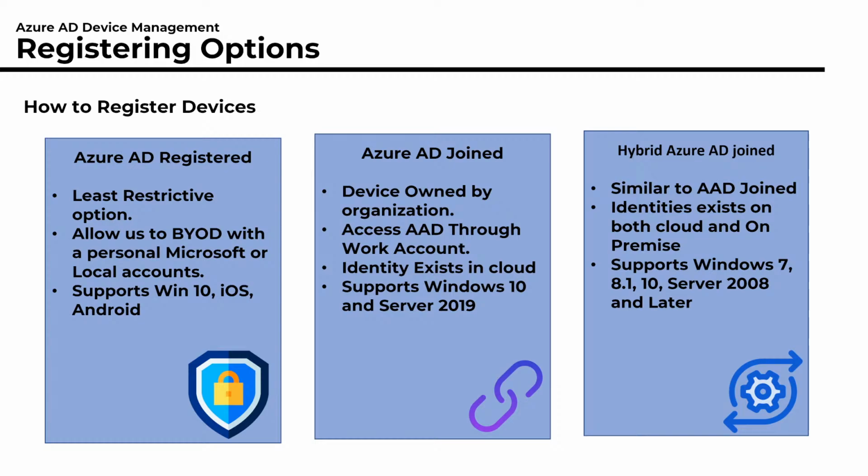So we have three options for registering the devices: Azure AD registered, Azure AD join, and the hybrid Azure AD join. In Azure AD registered, we will be registering our own devices, which we call BYOD, bring your own device. In the Azure AD join, we will join the devices which are on the Azure portal. And in the hybrid Azure AD join, we will join the devices from the on-premises as well.